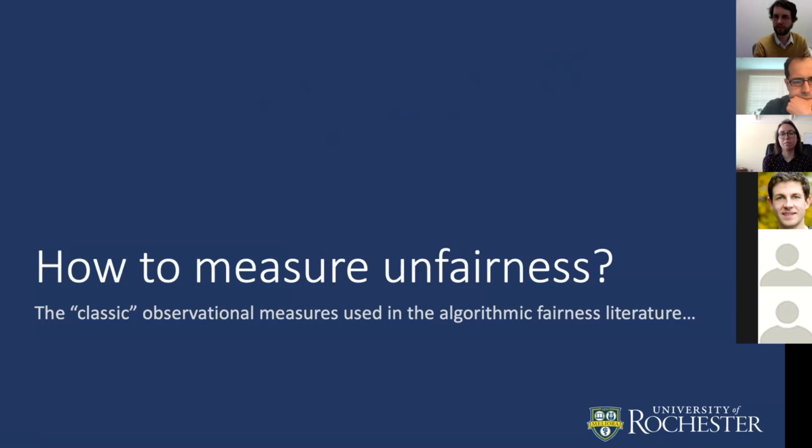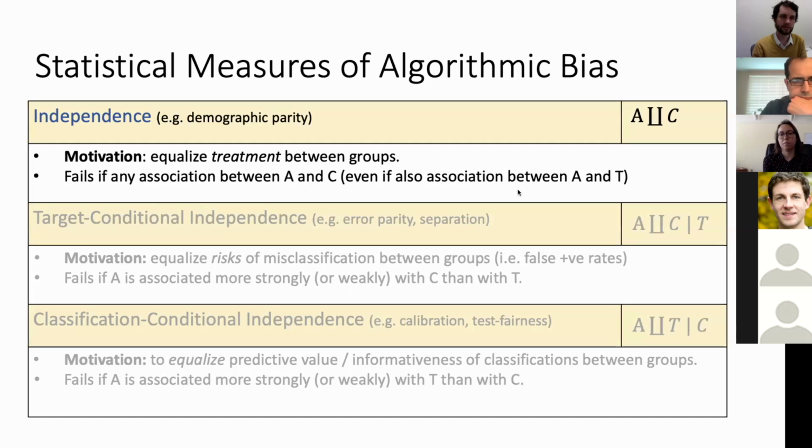So here's the question that we have to ask ourselves. When we find an algorithm that seems to be biased in some way, how are we supposed to measure that unfairness, right? There have been three classic answers to that question in the literature, three classic, what we call observational measures. We're going to run through them really quickly.